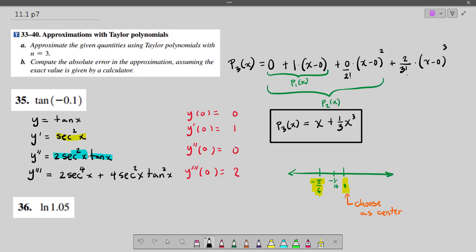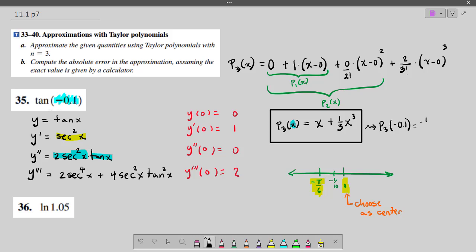So now it says we want to approximate this. And here's where we have to be careful. We have to decide what is x. So here we have p3 of x, and this is approximating tangent of x. So this is playing the role of x. That's what we're going to plug in here to get our approximation. So p sub 3 of negative 1/10. So we're just going to plug that in here and simplify it.